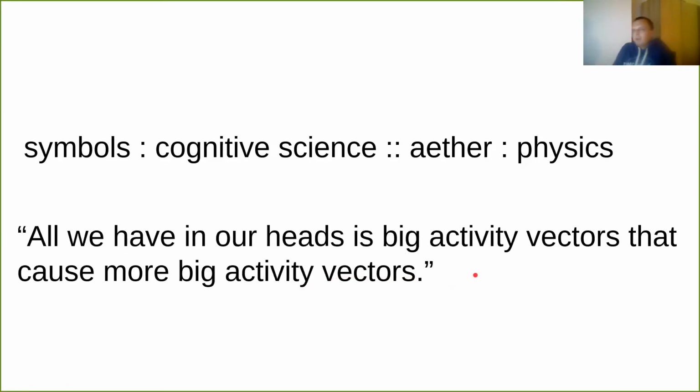And there's another quote from one of the big names in connectionist modeling. So all we have in our heads is big activity vectors that cause more activity vectors. So all we have is some numeric vectors that transform into other numeric vectors. Of course, this is a mathematical approximation of what's going on, but yes, that's all that matters. So we shouldn't use more complex descriptions of what's going on in the mind than numeric vectors.